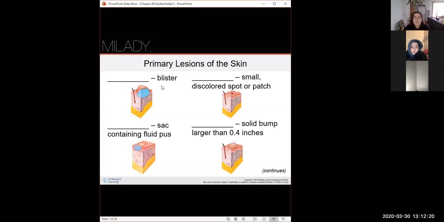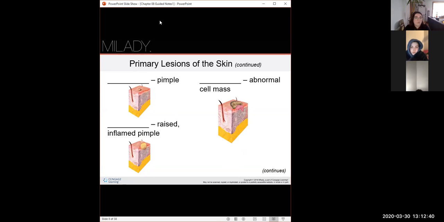So this one is a bulla, B-U-L-L-A. This one is a cyst, C-Y-S-T. This one is a macule, M-A-C-U-L-E. And this one is a nodule, N-O-D-U-L-E. So now that I remembered to record, we can move on.